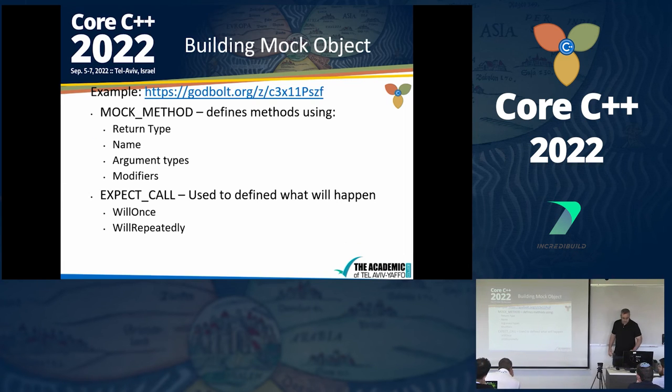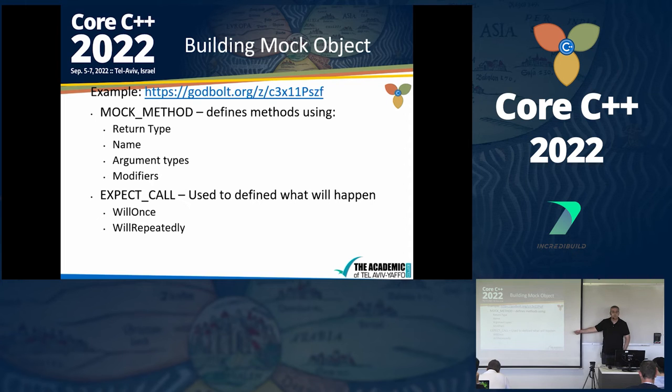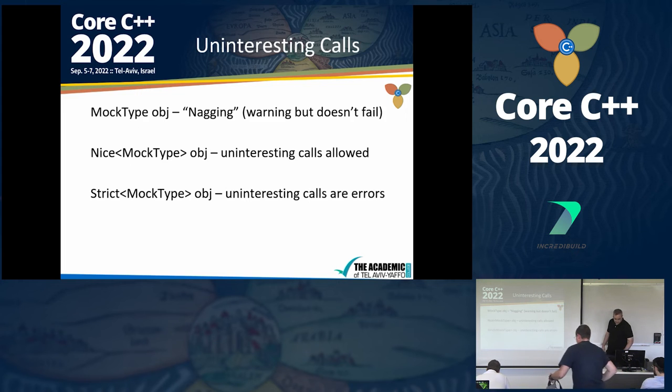Okay. So as I said, we have a mock method. It takes those four parameters. And expect call is used to define what will happen. We saw a will once operation. There's also a will repeatedly, which means we don't care how many times it will be called. Every time, do the same thing. So what can we put inside the will once? Okay, we'll get to that in a moment.